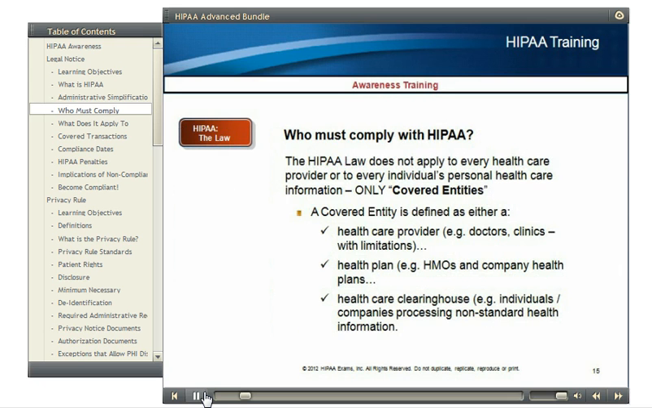Who must comply with HIPAA? The HIPAA law does not apply to every healthcare provider or to every individual's personal healthcare information, only covered entities. A covered entity is defined as either a healthcare provider, e.g., doctors, clinics, with limitations. Health plan, e.g., HMOs and company health plans. Healthcare clearinghouse, e.g., individuals or companies processing non-standard health information.